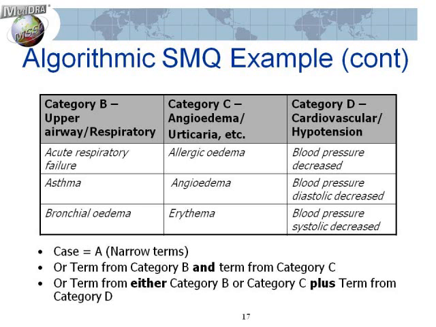The principle of an algorithmic SMQ is that if a single case contains some defined combination of more than one broad term, it is more likely to be a case of interest than if it only had one broad term. For SMQ anaphylactic reaction, a case of interest is one that contains either any term from Category A, that is, any narrow term, or a term from Category B and a term from Category C, or a term from either Category B or Category C, plus a term from Category D. So in other words, a case containing both PT bronchial edema and PT erythema is more likely to be a case of interest related to anaphylaxis than a case that has only PT erythema.